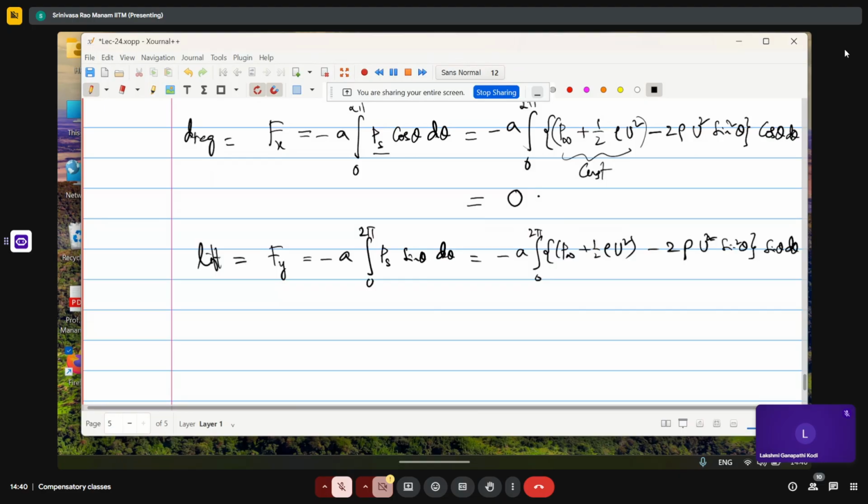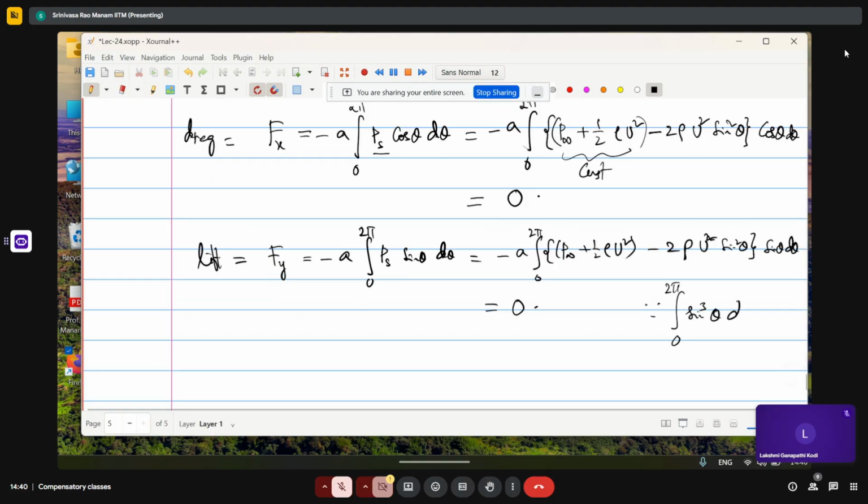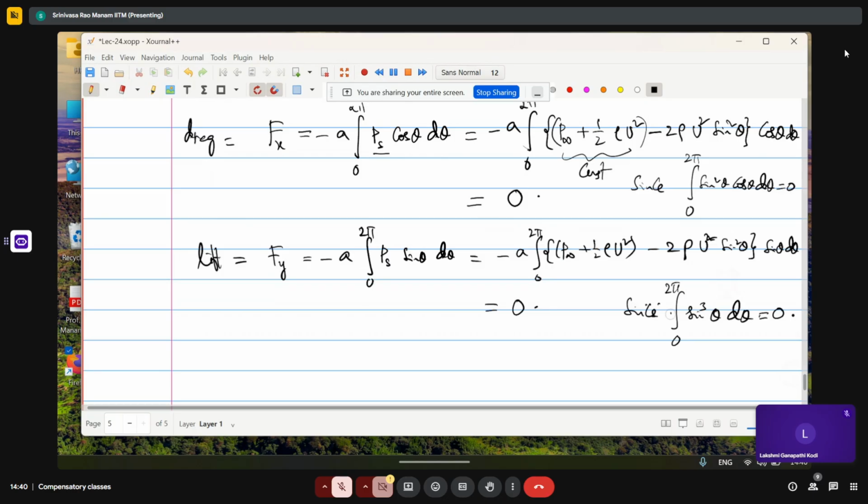Why is this 0? How do you calculate that to be 0? You calculate and make sure that that is also 0. Okay. Since integral 0 to 2 pi sin cube theta d theta, what is its value? So here also, integral 0 to 2 pi sin square theta cos theta d theta is 0. These basic things you check.